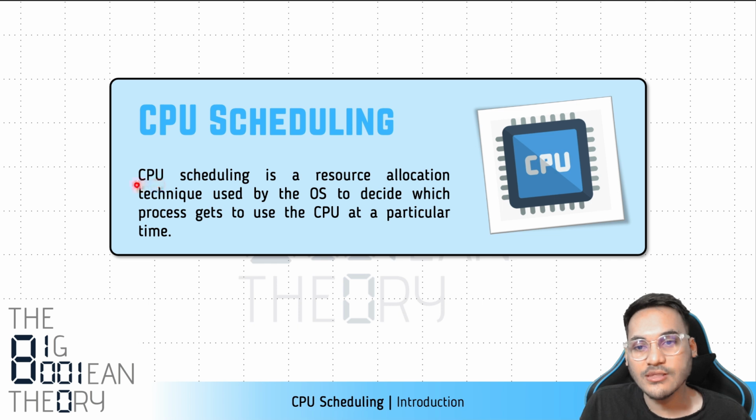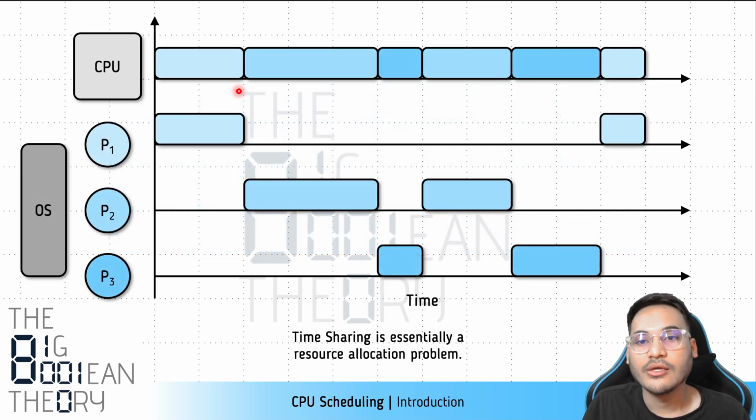So what is the definition? CPU scheduling is a resource allocation technique used by the operating system to decide which process gets to use the CPU at a particular time. Quite simple, right? As time increases, at different instants, the CPU changes from one process to another. At this instant, it has to stop process P1, and now it can allocate either to process P2 or to process P3 depending on some criteria. The operating system chose process P2, right? Again, at this time interval, when process P2 is halted, we have a choice here. Should we allocate to process P1? Should we allocate to process P3? Depending on some criteria, the OS has chosen process P3.